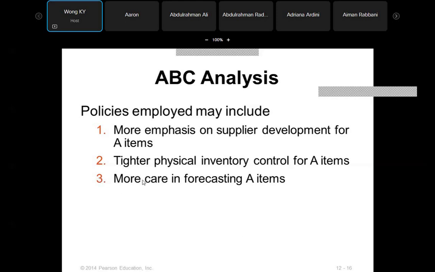And number three, more care should be given in forecasting Class A inventory items. Again, Class A items are important items, so they need to be forecasted accurately. So more attention should be given to forecasting Class A inventory items.